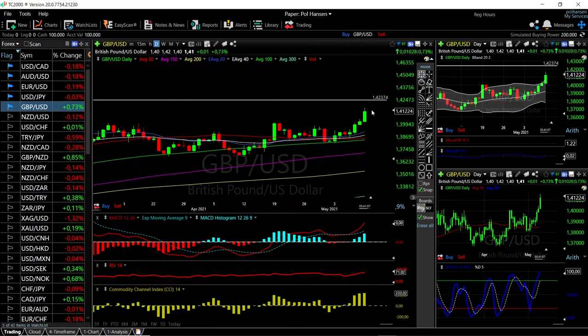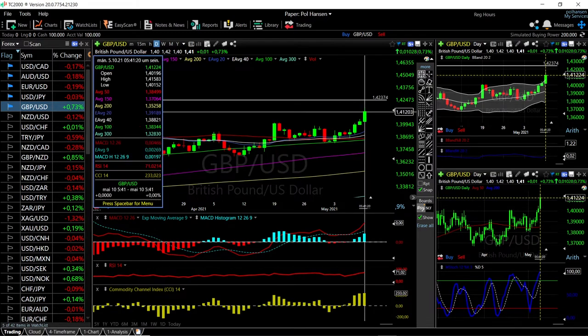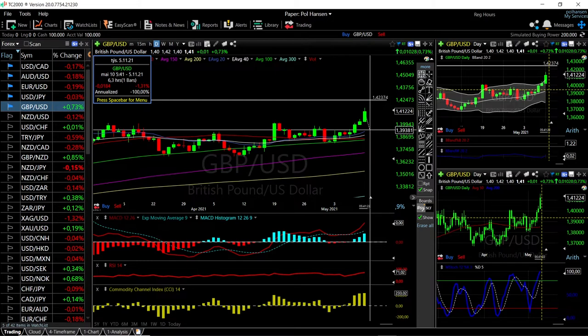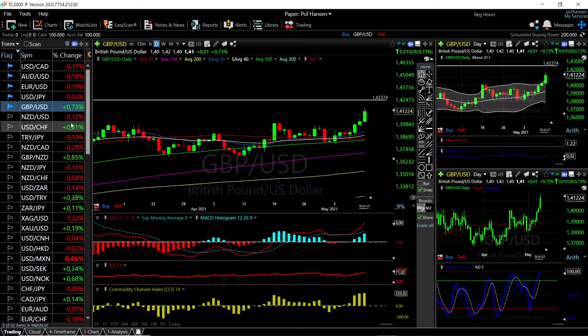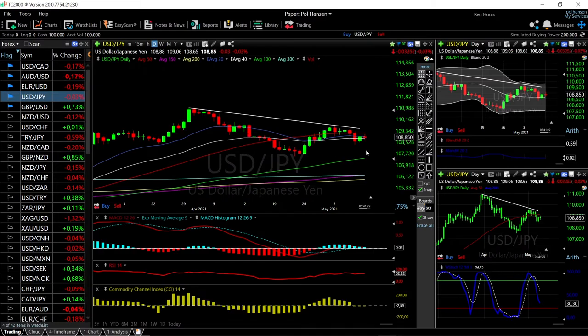But expect a pullback before we get to that point, as we are significantly outside of the bullish band here. We are overbought, but other technical indicators are very bullish at this point. So pulling back towards the middle of the bullish band, that's probably where we are going at this point. So that would be around the 20 exponential moving average at 1393.